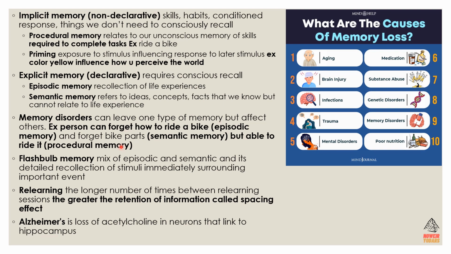Next, you have Alzheimer's. Alzheimer's is one of the most common memory loss diseases, and it's basically the loss of acetylcholine in neurons that link to the hippocampus. Acetylcholine is also really significant because it's related to the parasympathetic system as well, and a lot of systems.